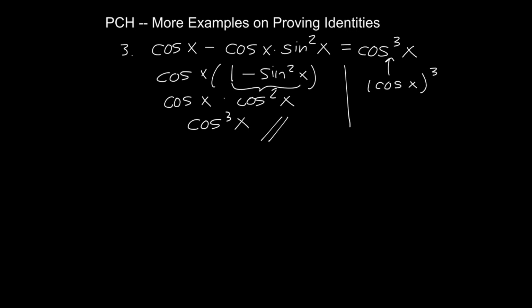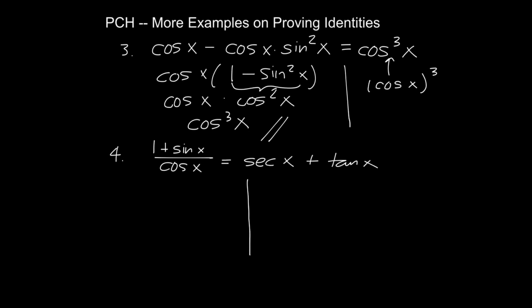Okay. The next example that I want to do is example 4. And here we have 1 plus sine x over cosine x equals secant x plus tangent x. So we have to pick a side. So I'm going to show you 2 methods. First, let's work on the left-hand side. Well, here we have 2 terms in the numerator and 1 term in the denominator. So you can write it as 2 different fractions.